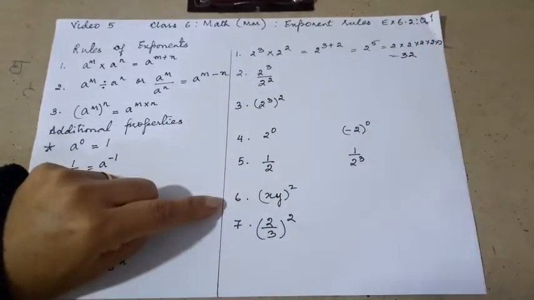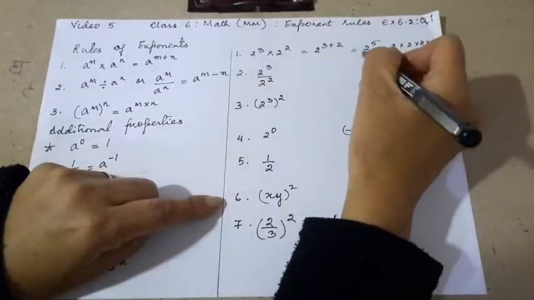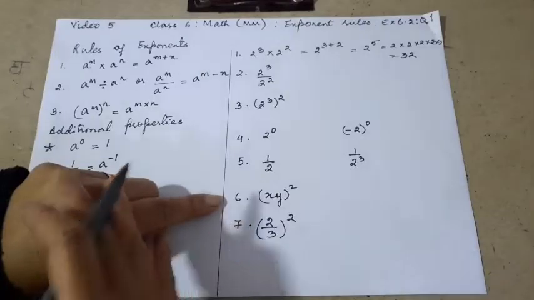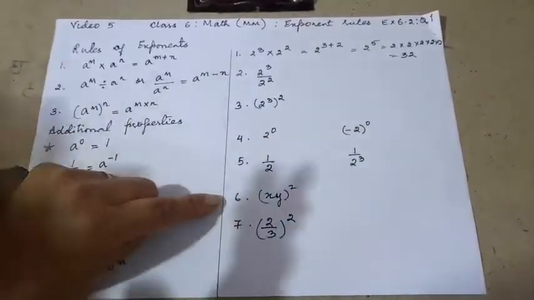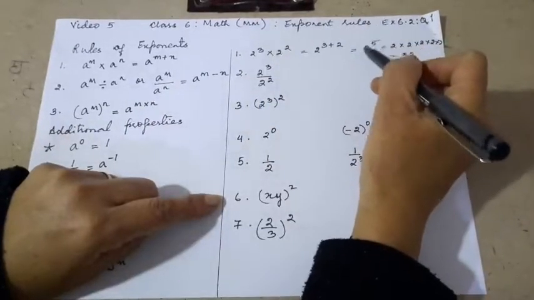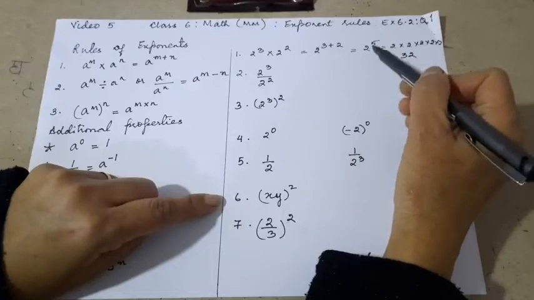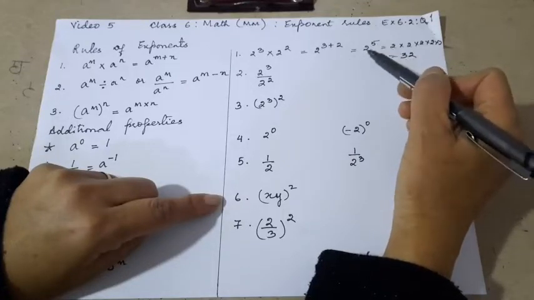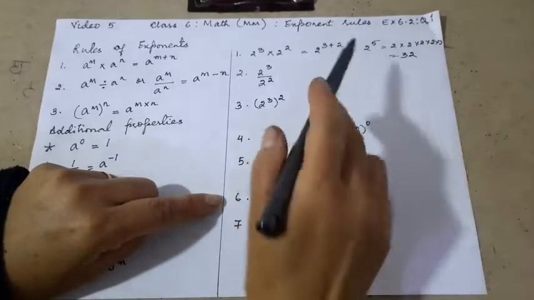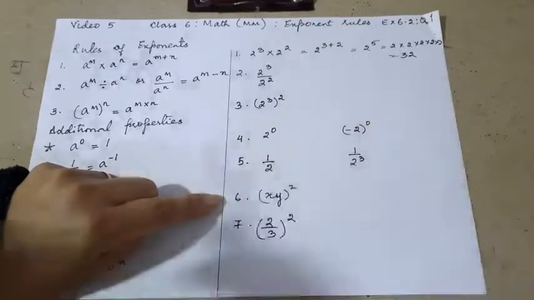16 times 2 is 32. If the question says leave your answer in exponential form, it is 2 to the power 5. If it says find the value, then it is 32. So you need to read the question very carefully. Exponential form is basically power form, base and index form. If the question says leave your answer in exponential form, you can leave it like this, or if the question says find the value, then you have to leave your answer as 32.